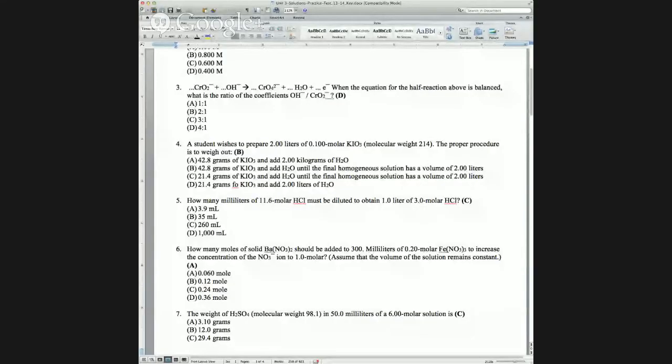All right. Multiple choice number 3 has an equation. When the equation for the half reaction above is balanced, what is the ratio of the coefficients of OH minus to CrO2 minus? That one looks like a pain. Excuse me. So let's do it. That's what we do here. We do the fun ones.